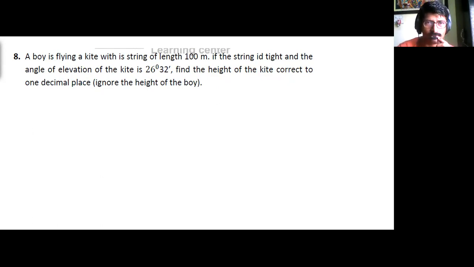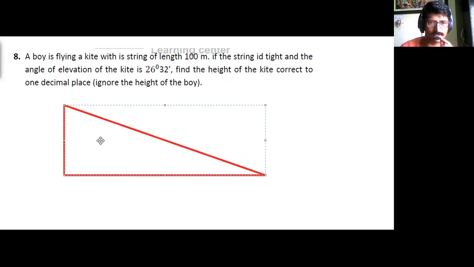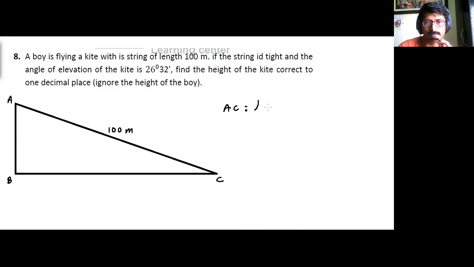Now, how to draw the diagram? See, again, I'm going to do the same thing. Let's imagine this kind of diagram. Name it. Say A is the position where the kite is, and this is B and this is C. Now, AC is the length of the string, which is given as 100 meter. So start writing, guys, start writing. AC is the length of string. Start writing along with me, guys, this question and answer.